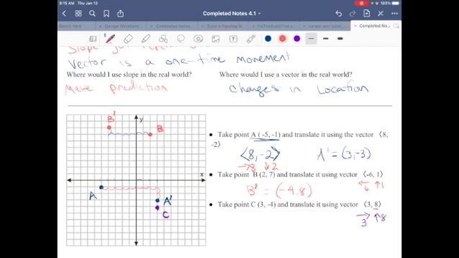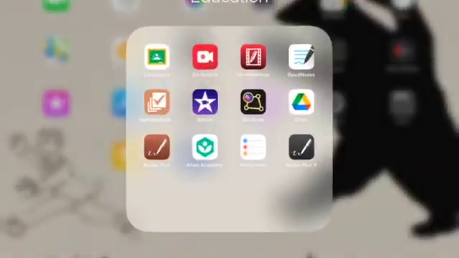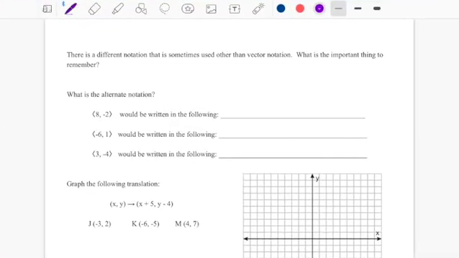So let's count that out. We're going to go 1, 2, 3 to the right, and then up 8: 1, 2, 3, 4, 5, 6, 7, 8. So C prime, our moved point, is right there. So we moved it along the vector 3, 8. And so C prime is located at 6, 4. Here.